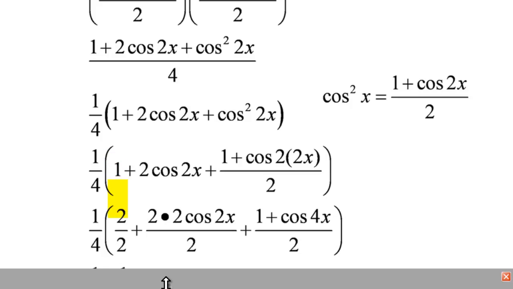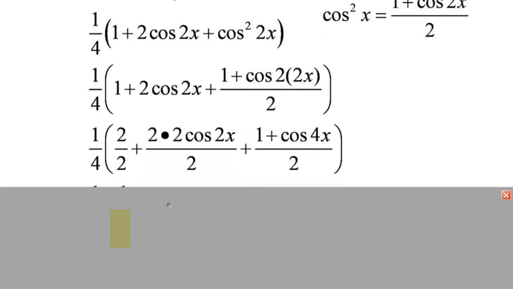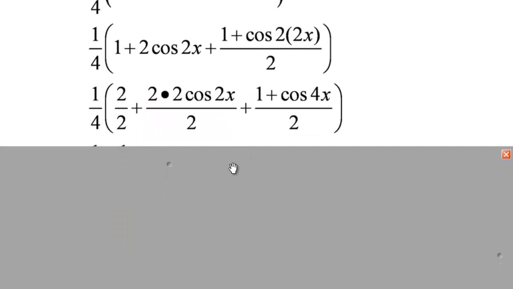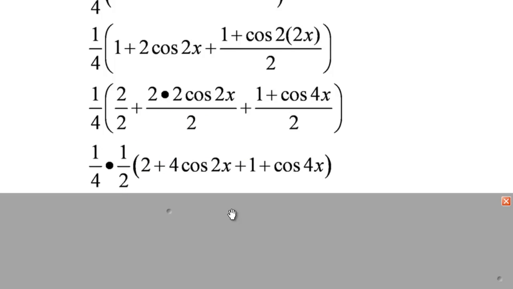So I rewrote the 1 as 2 over 2. We can write 2 cosine 2x by multiplying by 2 over 2. Then what I did in the next step is I factored out a 1/2, yielding me with 1/2 times (2 plus 4 cosine 2x plus cosine 4x), and then I rewrote the 1 plus cosine 4x.